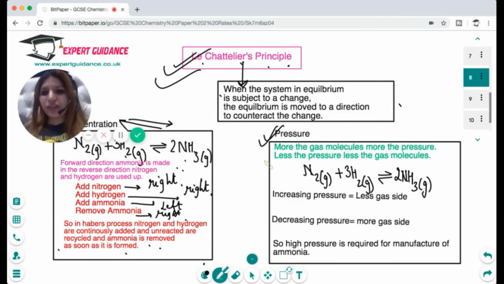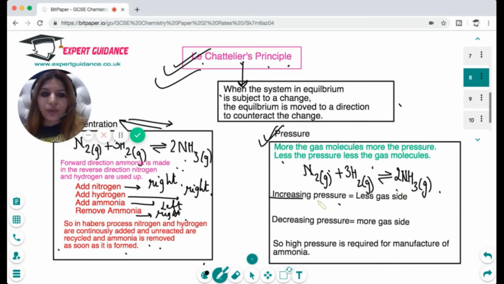Okay, let's take another example, pressure. Now for the pressure, there's a rule. The more the gas molecules, the more the pressure; the fewer the gas molecules, the less the pressure. So on this side, more pressure is on the left side because it has 4 moles of gases, and less pressure is on the right side.